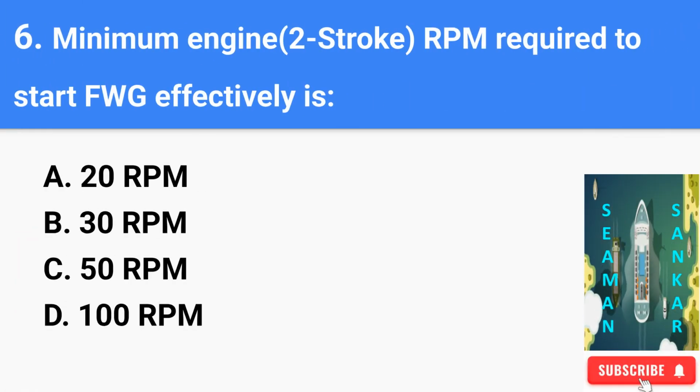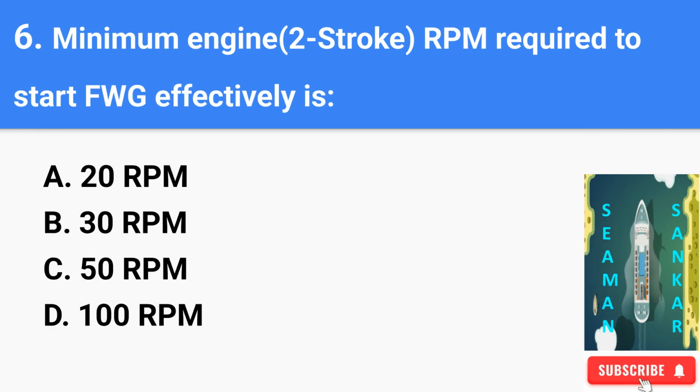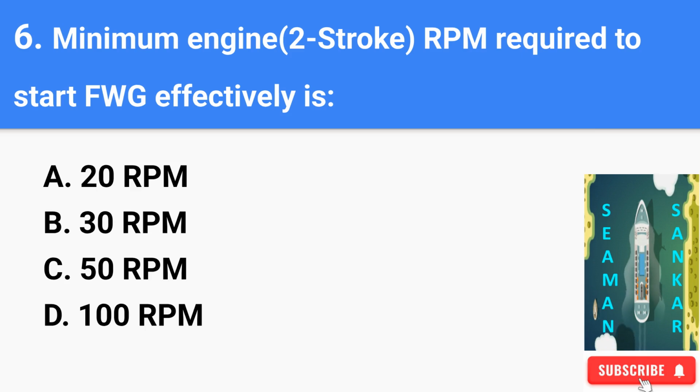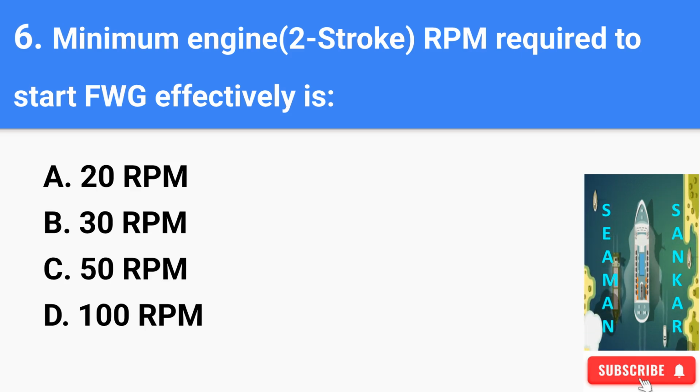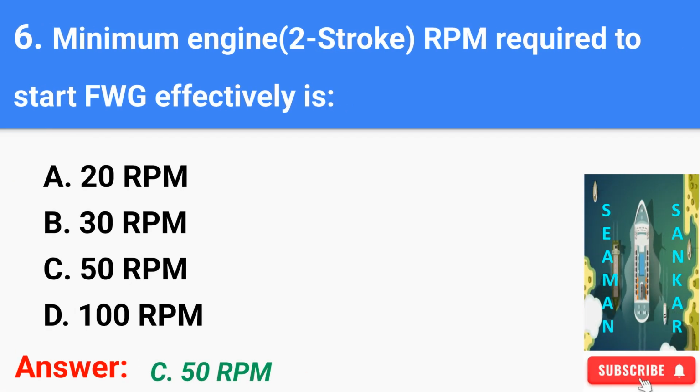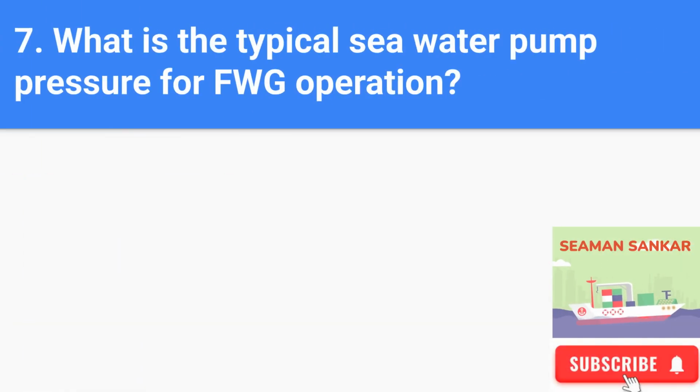Question 6. Minimum engine, 2-stroke, RPM required to start FWG effectively is A. 20 RPM, B. 30 RPM, C. 50 RPM, D. 100 RPM. The correct answer is C. 50 RPM.